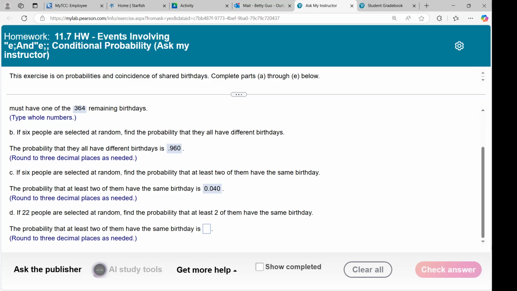The probability that at least 2 of the 22 people have the same birthday would be 1 minus the probability of all the 22 people have different birthdays. Okay, so I'm gonna use the calculator. Let's go to the calculator. 22 people, just remember.